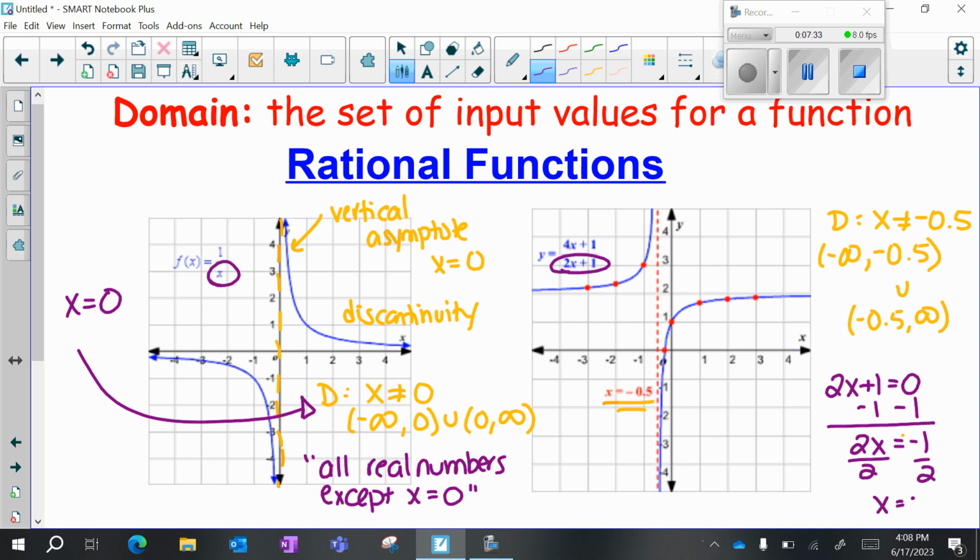So I get x equals negative 1/2, which is equivalent to negative 0.5, and there is my domain.